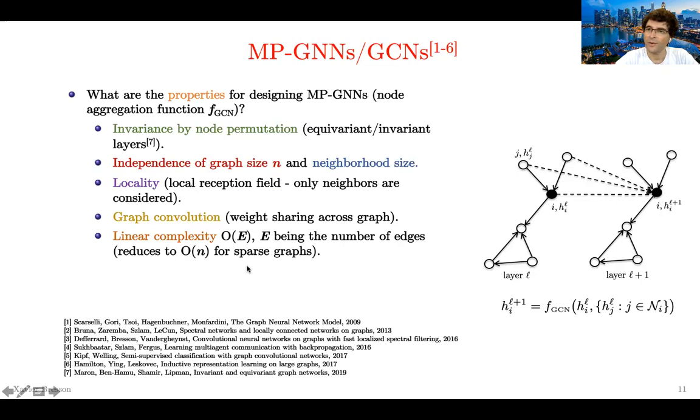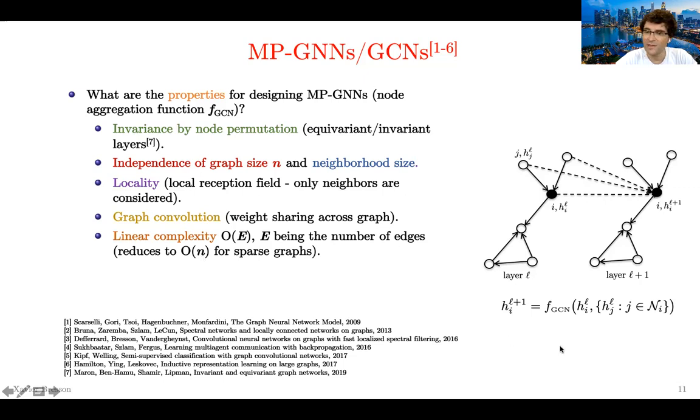So for the second class of GNNs, we have message passing GNNs. What are the properties to design this class of networks? We need invariance with respect to node permutation. We need to be independent with respect to the graph size and the neighborhood size. We also want to have locality, so we only want to consider neighbors. We also want to have weight sharing to emulate graph convolution. And finally, we have linear complexity with respect to the number of edges, which reduces to linear complexity with respect to the number of nodes for real-world sparse graphs.